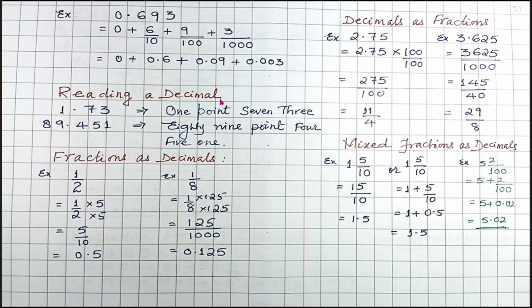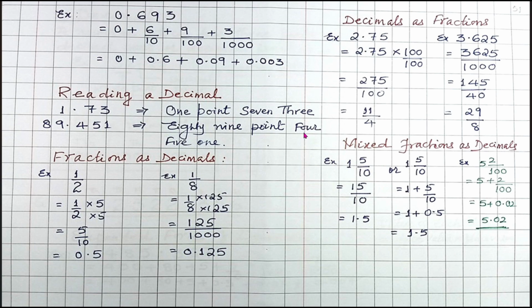Now, how do we read a decimal number? Let us understand with an example here. 1.73, this is 1 and point and 73, and therefore it is 1.73. This is 89, so please remember the whole part is 89, and the decimal point, 451. Please remember, it is not four hundred fifty-one, it is four, five, one.